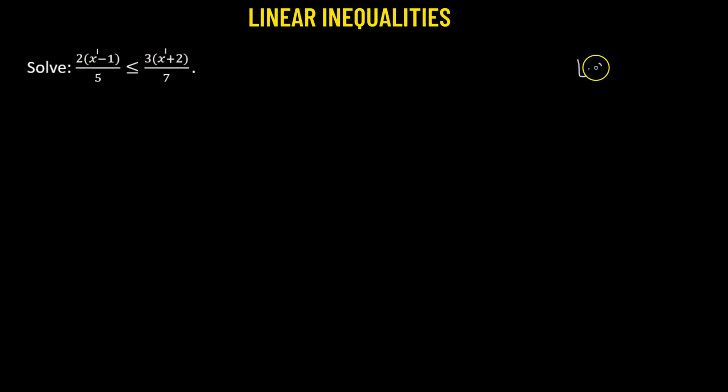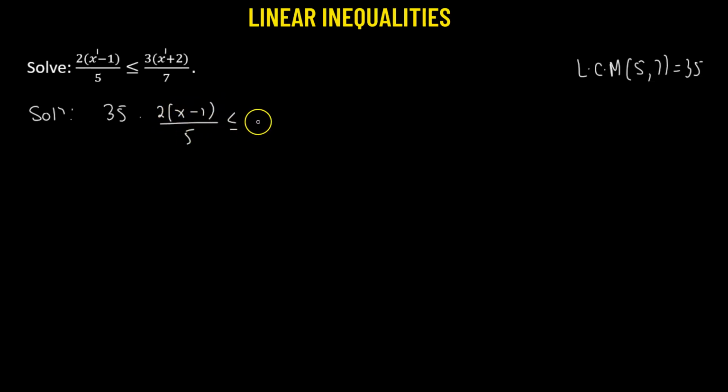So what we'll do, we'll consider the LCM of 5 and 7. So that's going to be 35, and we'll multiply each side with 35. So we have 35 times 2 multiplied to (x minus 1)/5, which is less than or equal to 35 times 3 multiplied to (x plus 2)/7. Here 35 is a positive number, so multiplying both sides with positive 35 didn't affect the sign of the inequality. We have to be very careful about it whenever we are multiplying or dividing with any number.